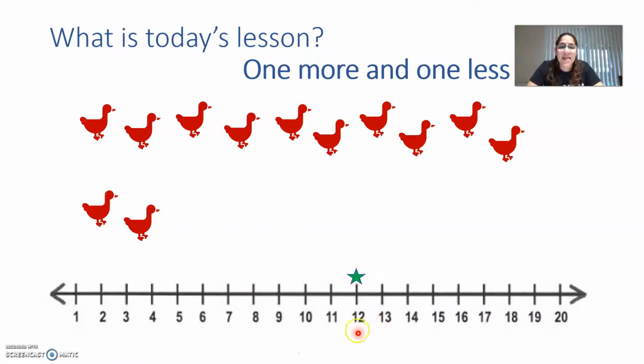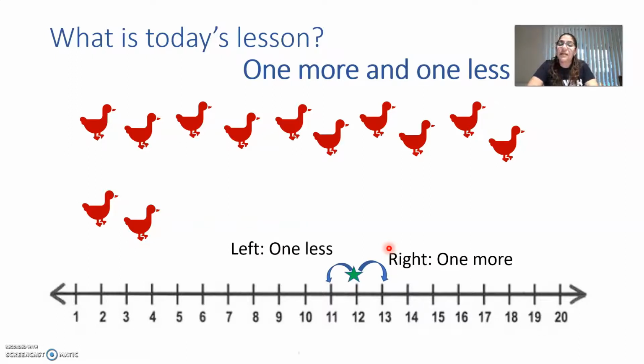All right, now when we want to find one more than 12, all we have to do is move to the right in the number line. All right, and we are going to get one more. Now, if you want to find one less than 12, all we have to do is move to the left in the number line. And that's how we find one less.